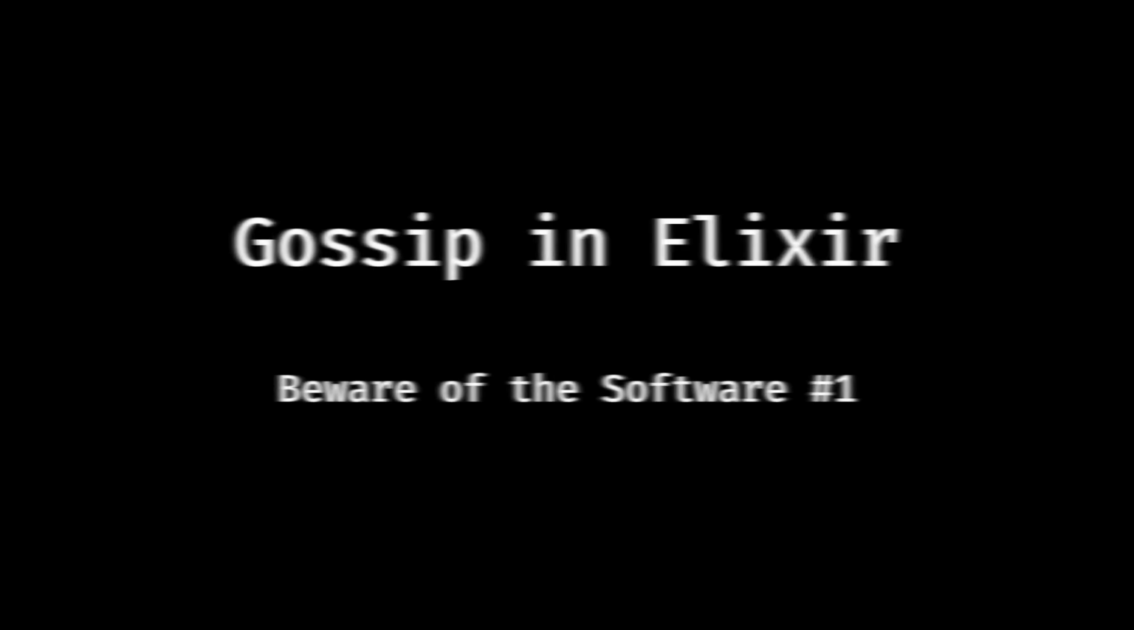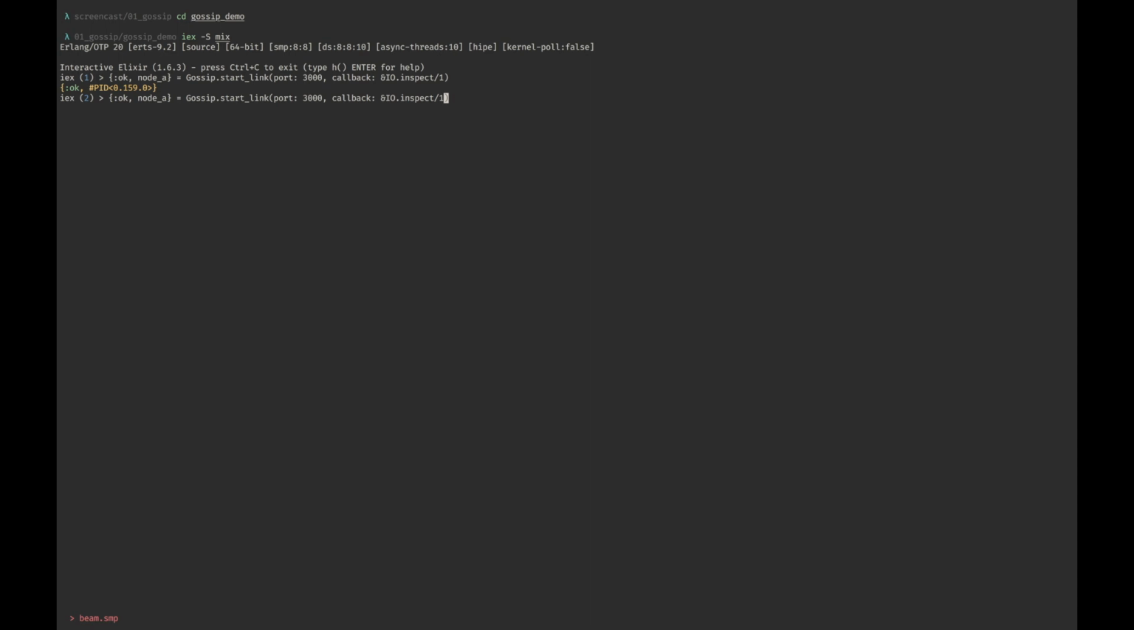We'll begin by doing a preview of what we will be building. So we're going to be building a gossip middleware that allows us to do a shared state. We're going to start a node on port 3000 and it receives a callback. So let's just do io.inspect for now and start a second node on port 3001 and a third node on port 3002. So we have node A, node B, and node C.